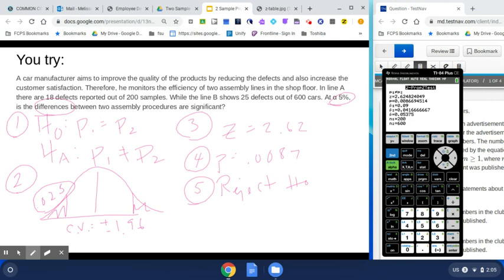Our p-value is less than our alpha level, so when p is low, we reject the H0. So if we're rejecting the null hypothesis, that means we're getting rid of the idea that the 2 proportions are equal. So to answer their question, is the difference between the 2 assembly procedures significant? At alpha equal to 0.05, there does seem to be a significant difference between the 2 assembly procedures.